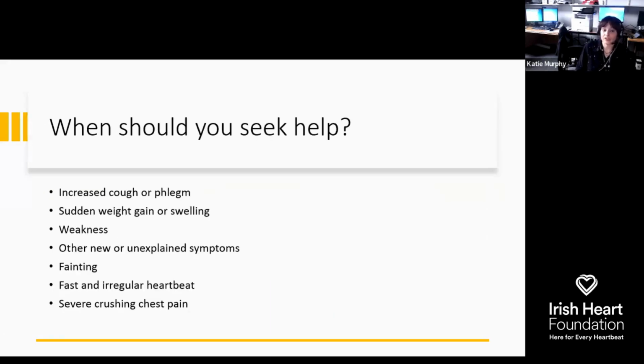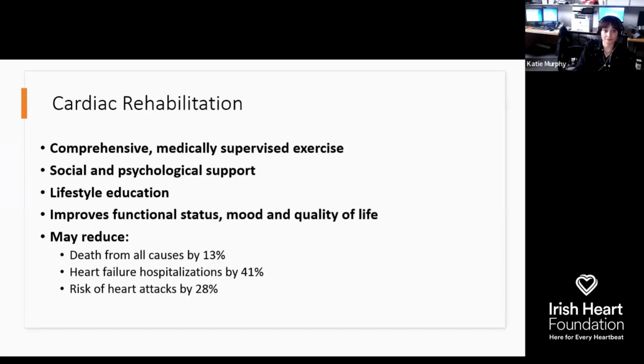And so, when should you seek help? The symptoms that we spoke about: coughing or phlegm, sudden weight gain, weakness, or other new or unexplained symptoms. At the beginning, when you've just been diagnosed, you don't know what your normal is, and you may need to reach out to your team a little bit more frequently. You may need to reach out for support, and that's absolutely fine. But if you have any of these symptoms, then do seek medical attention and you'll get advice as to whether you can come in for an appointment, see your GP, see your nurses, or whether you need to go to the emergency department.